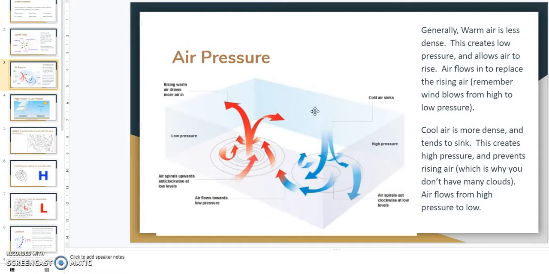So warm air rises, cooler air sinks. Warm air rises because it's less dense and has less air pressure. Cooler air sinks because it's more dense, the molecules are closer together, and it has more air pressure.